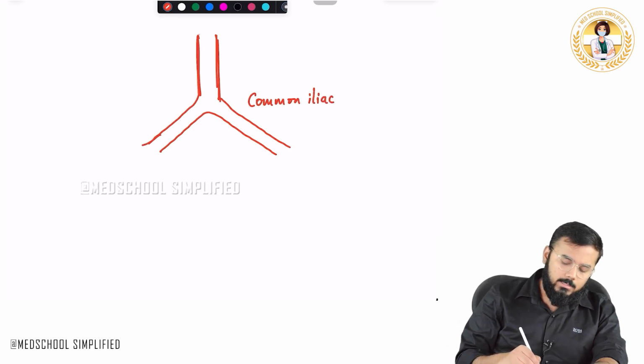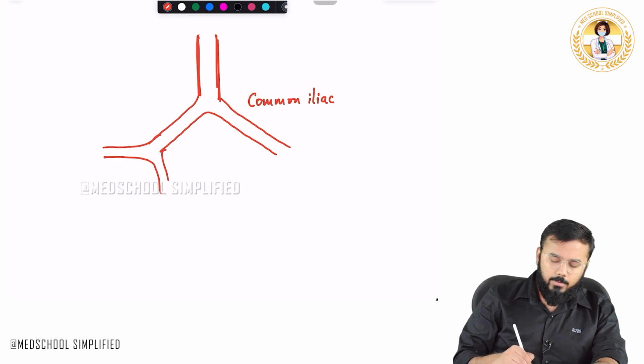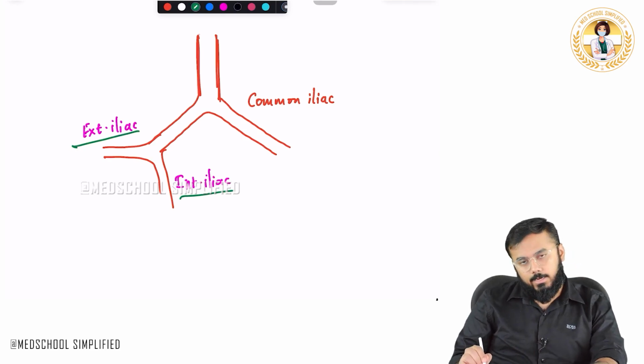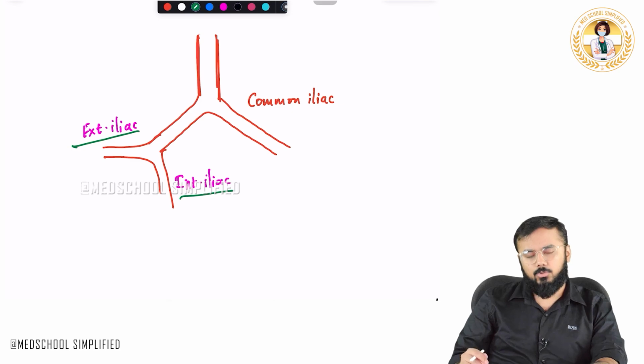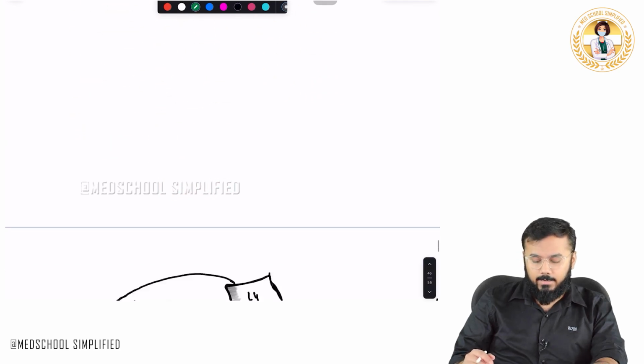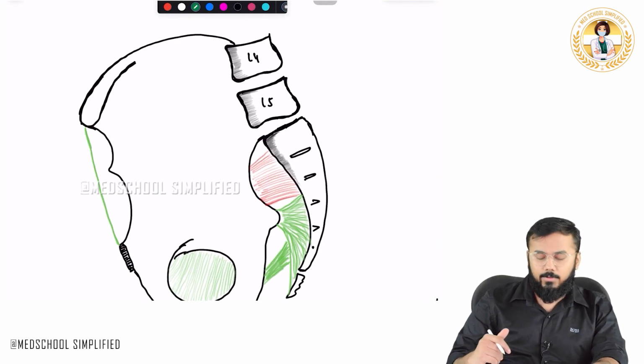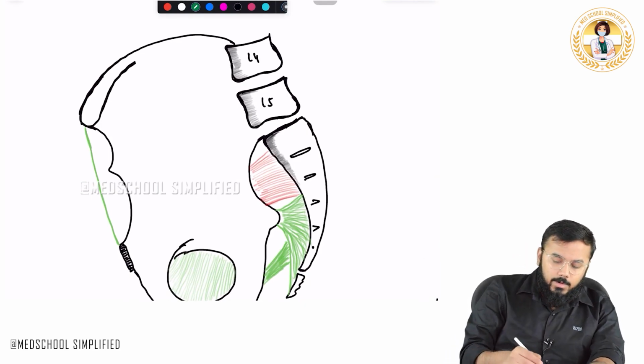These common iliac arteries are in turn divided into two important branches. One is called your external iliac, and another one is called your internal iliac. Now let us look at the branches of both the external as well as the internal iliac. In this picture from the lateral side, this is L4, L5, and down is your sacrum. Let me draw these branches one by one.